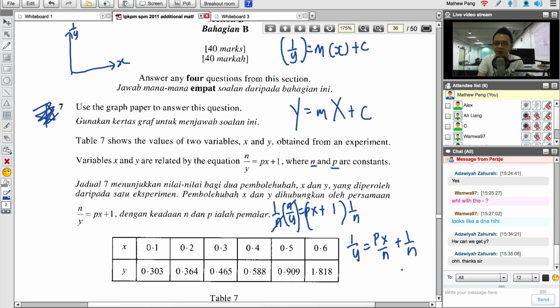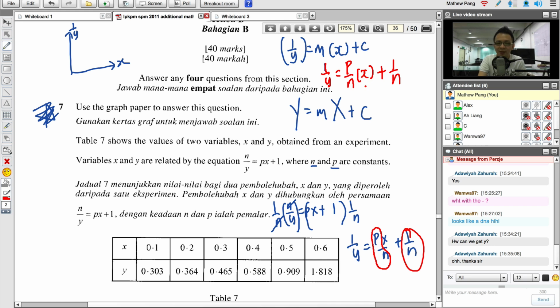Alright, then I roughly got some idea over here. 1 over y, 1 over y, and x is x. So I'm going to fill in the blank here. My final equation will be 1 over y equals, what is my m? My m is this one, p over n, x plus c. What is my c? This one will be my c, 1 over n. Alright, I got the idea already.